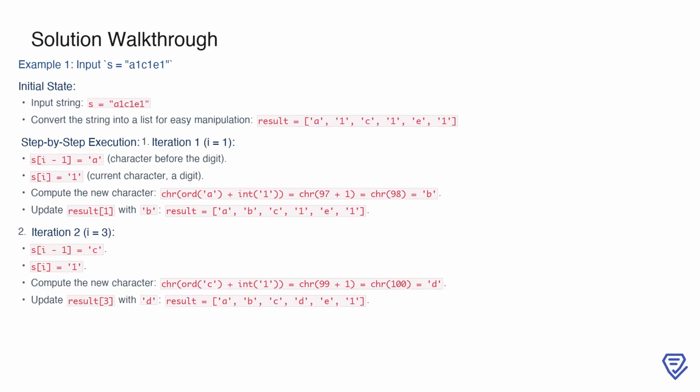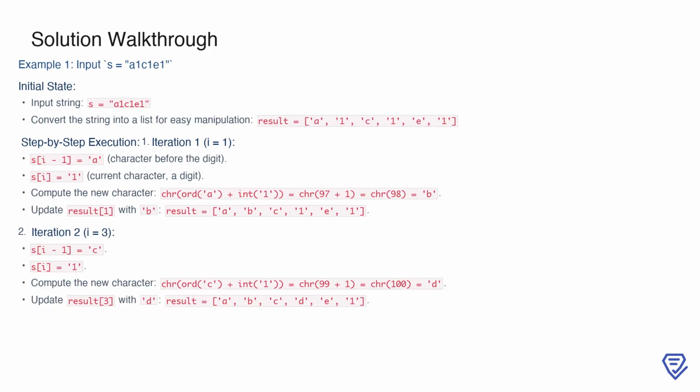In the first iteration, with i equals 1, we identify that the character before the digit is s[i-1] equals a, and the digit itself is s[i] equals 1. To calculate the new character, we take the ASCII value of a using ord, add the integer value of the digit 1, and convert the result back to a character using chr. This gives us chr(97 + 1) equals b. We then update result[1] with this new character, so the list becomes a, b, c, 1, e, 1.